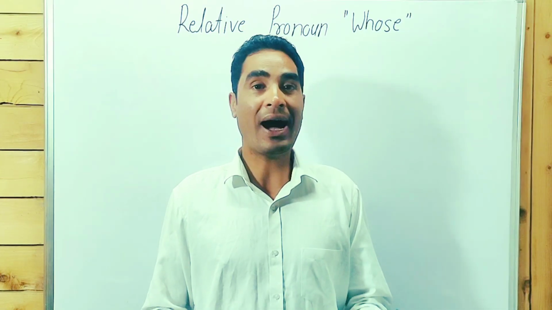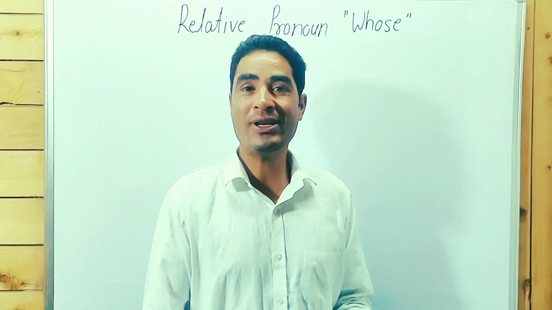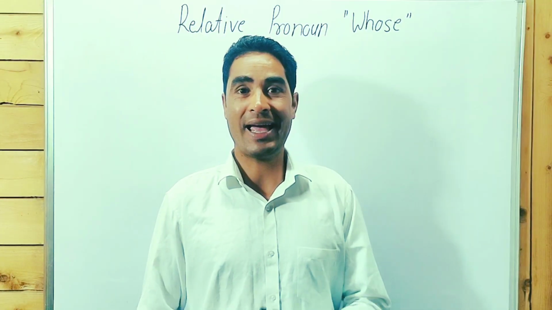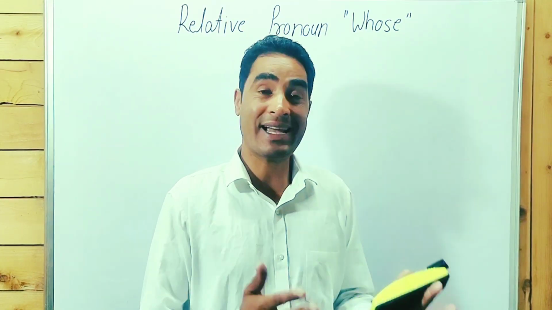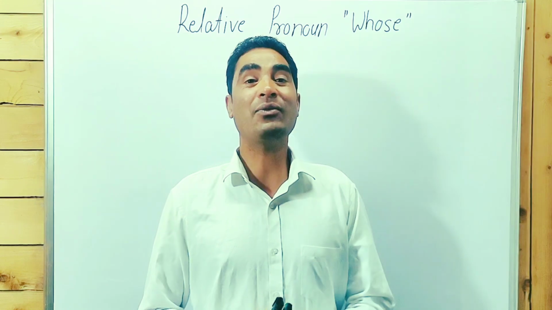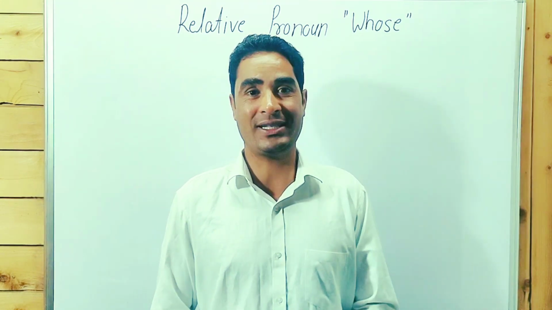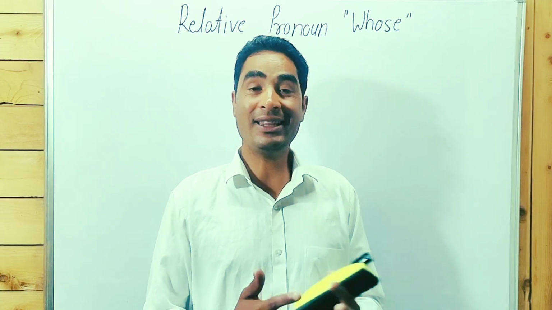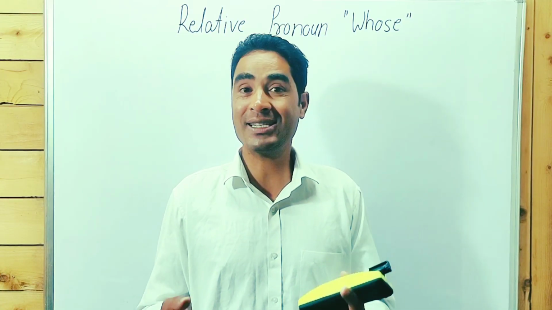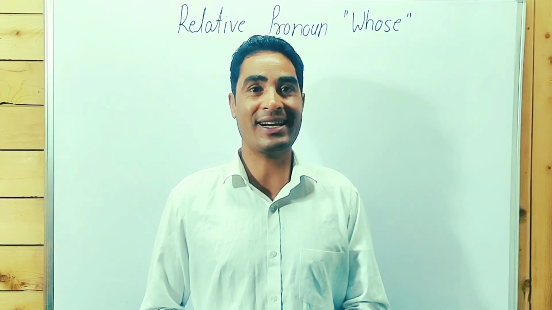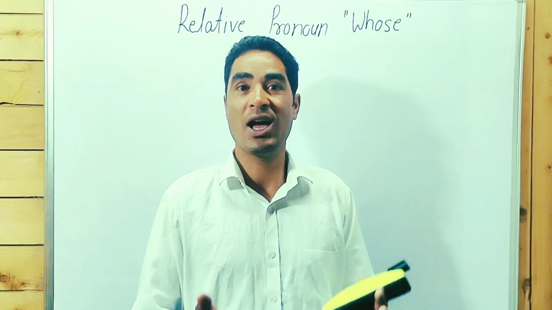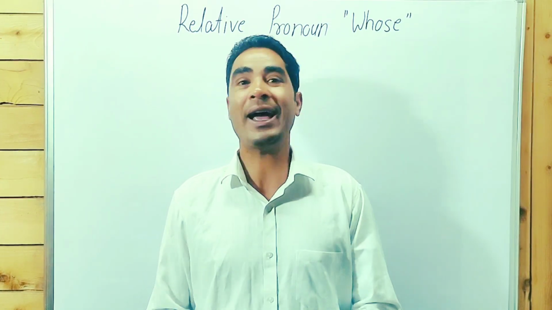Who and whom are used for human beings. Who is used for the subjective case, whom is used for the objective case. And in the very last video, the second video of relative pronoun, we learned about the uses of which. Which is used for non-human beings, like animals, objects, things, etc. When we talk about selection and choice, in this case we use which for human beings as well.